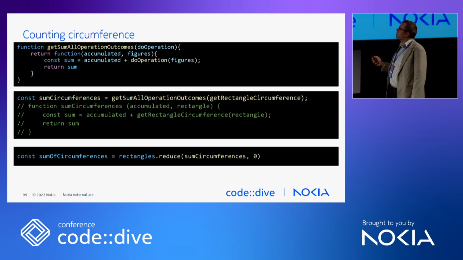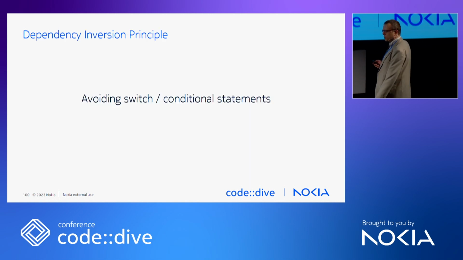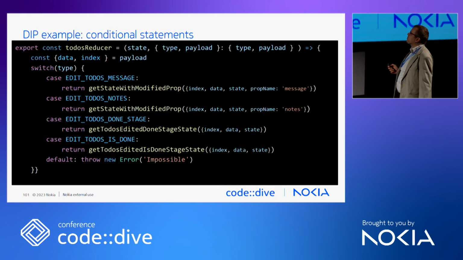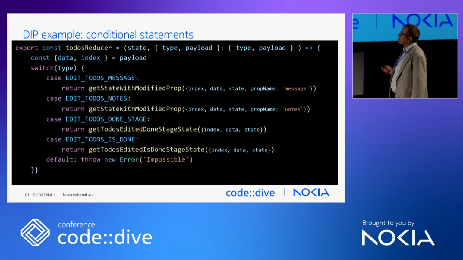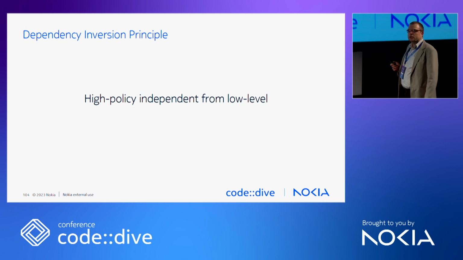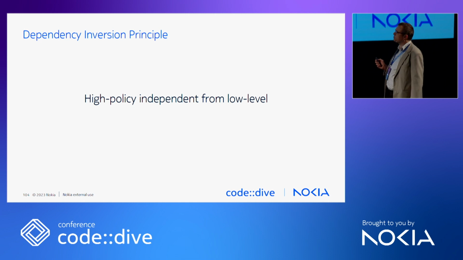And we may solve this way. So there is the higher order function that accepts this implementation detail, and then it returns a function that already knows what it should. In this way, this code becomes more reusable, and it should work. Again, the same example I already showed you about those switch statements, that this is the whole structure of a problem, and we may decouple it from the function. So the high policy should be independent from the low level.